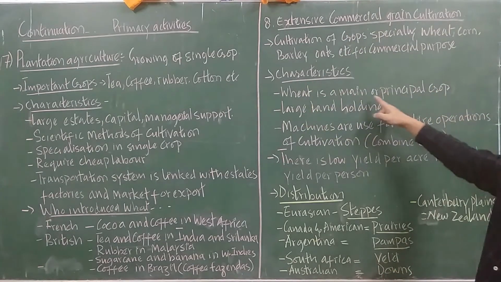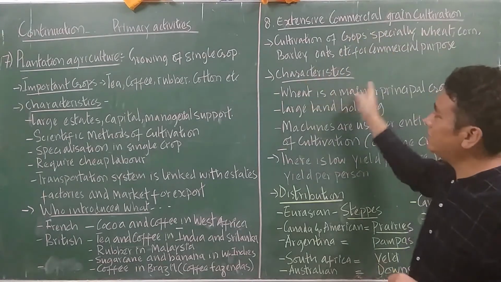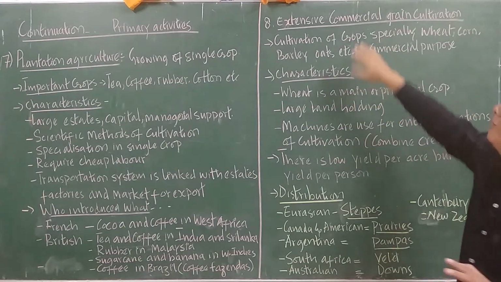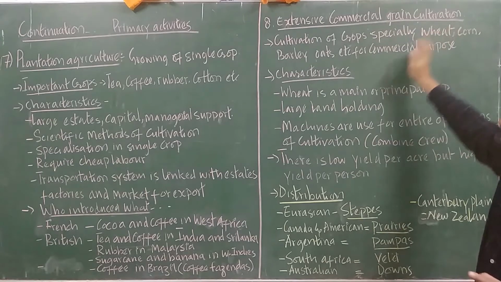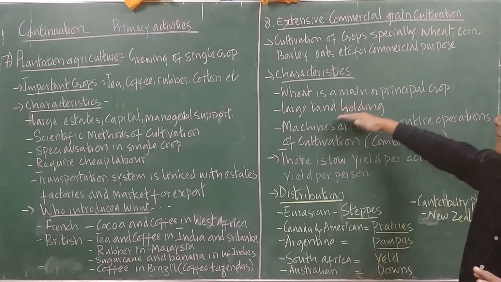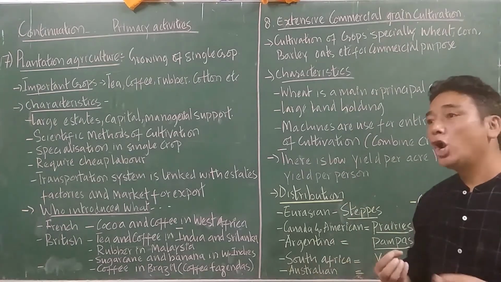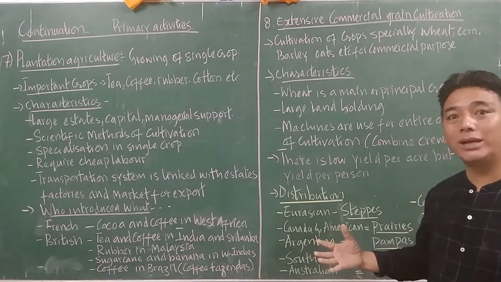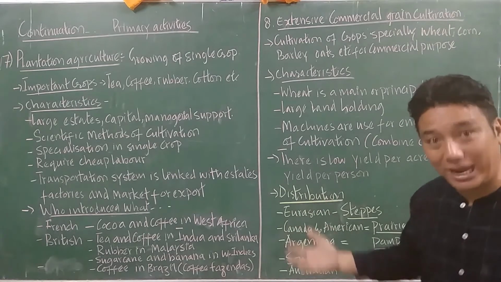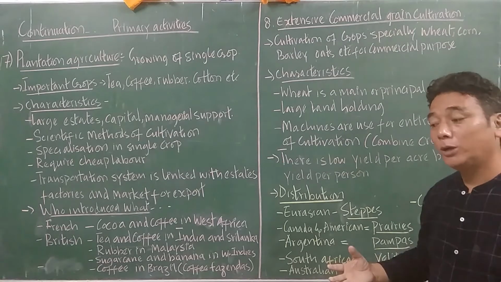This is regarding the meaning and characteristics. Wheat is a principal crop, or main crop, of extensive commercial cultivation. And extensive commercial grain farming has a large farm size, a large land holding. They have huge land, 300 acres, 300 hectares, 250 hectares, and so on. So they hold that kind of land.